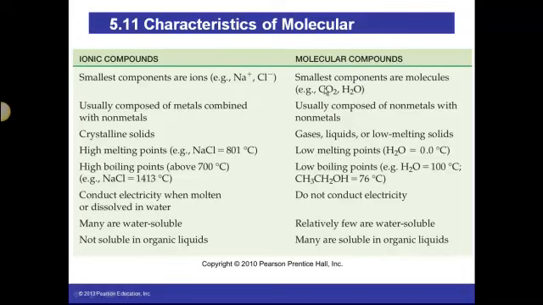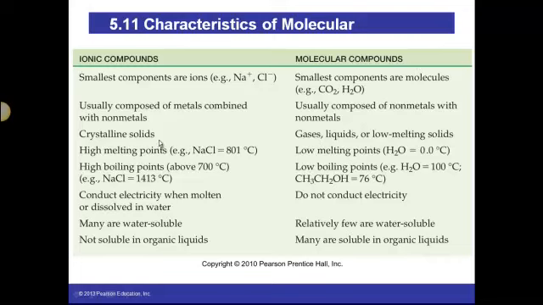In our molecular compounds, the smallest components are molecules. You do not get breakdown of the different elemental components in solution when they're sharing electrons. They have to stay close enough to keep sharing those electrons. So our smallest unit is the molecule inside the molecular compounds rather than the ions. The ionic compounds are usually composed of metals combined with nonmetals. Our molecular compounds are usually nonmetals with other nonmetals.